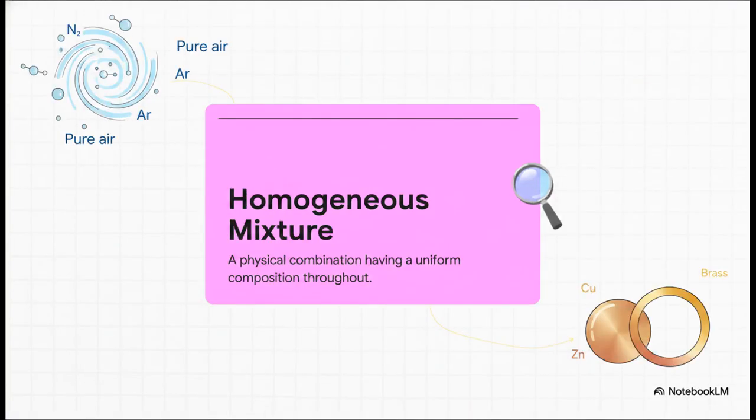Moving over to the mixture side of things, we start with homogeneous mixtures. This is a physical combination where the composition is completely uniform throughout. Importantly here, no chemical reaction has actually occurred, which means the components totally retain their original properties. Pure air is a fantastic example of this. It's just a uniform mix of nitrogen, oxygen, and some other gases. Or take a metal alloy like brass. It looks like one solid single metal, but it's actually just a really uniform physical mixture of copper and zinc.